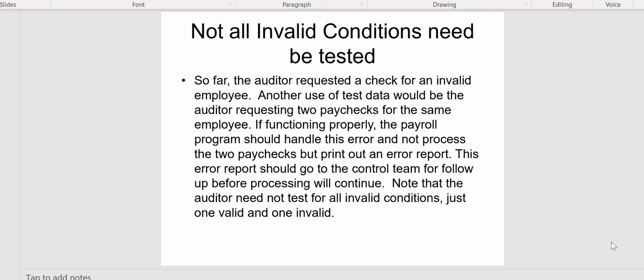Note that the auditor need not test for all invalid conditions, just one valid and one invalid. So we don't have to ask for two checks for 22 different employees, just one. Just ask for two checks for one employee and one check for one employee and see how the system handles that.